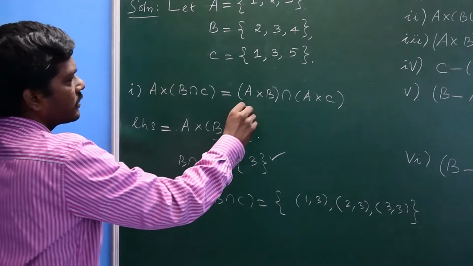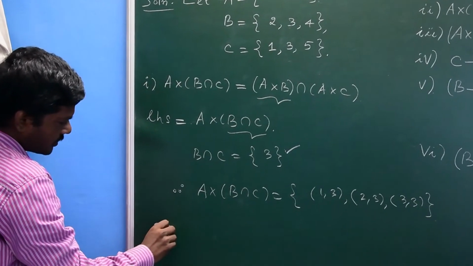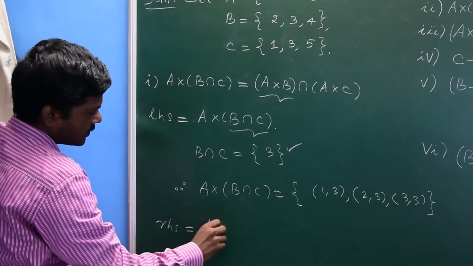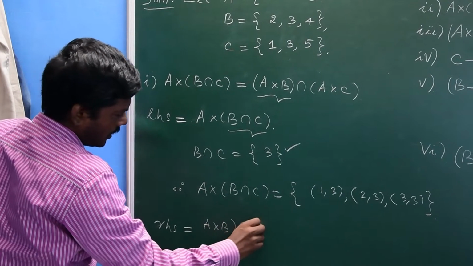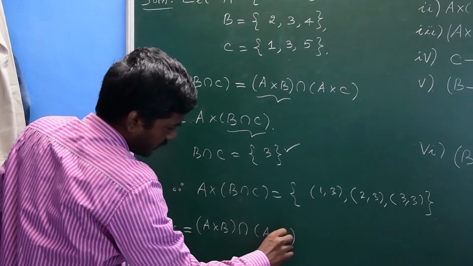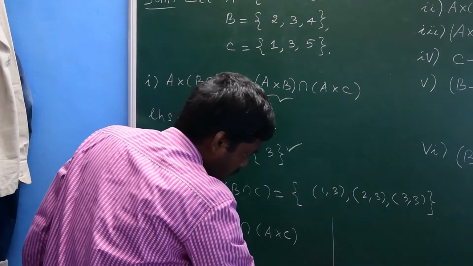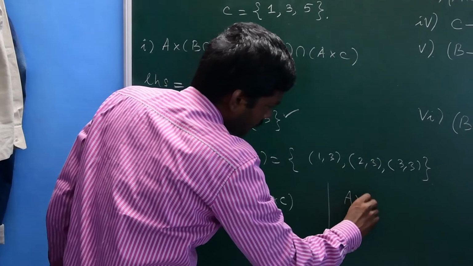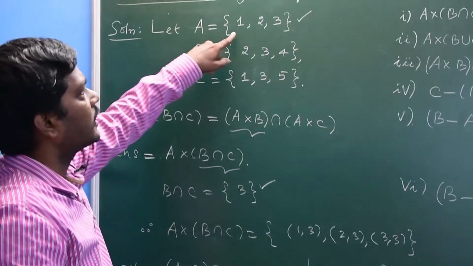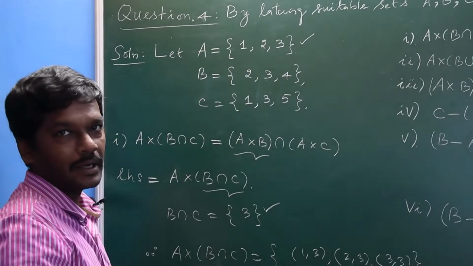Now for the RHS, RHS is (A × B) ∩ (A × C). To find the RHS, we have to find A × B first. When you look at both A and B, A has 3 elements and B has 3 elements. So A × B will definitely have 9 elements.